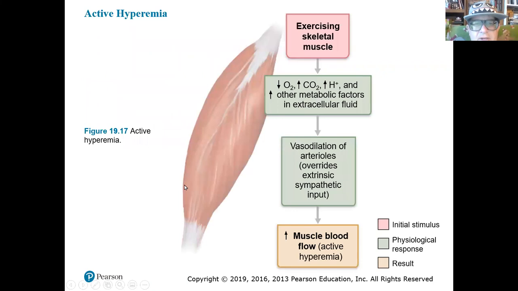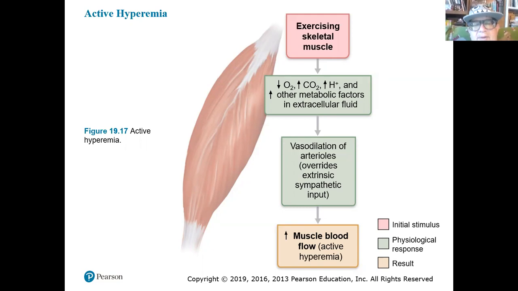All right. So here we have an exercising skeletal muscle. I'm going to say probably a biceps. Anyway, we've got an exercising skeletal muscle, and the amount of oxygen is going down. The carbon dioxide is going up because we're doing a lot of respiration. The hydrogen ions are going up. Why? Because that means it's getting acidic, and that means if we're running out of oxygen, if oxygen goes down too much, then lactic acid is going to go up.